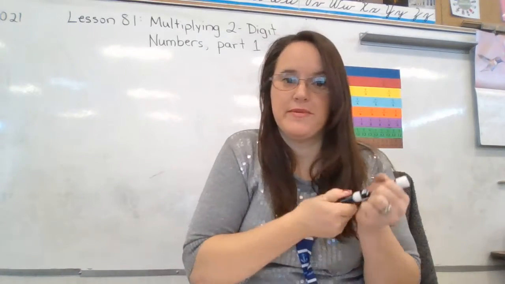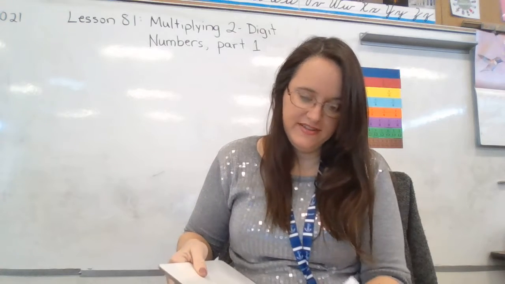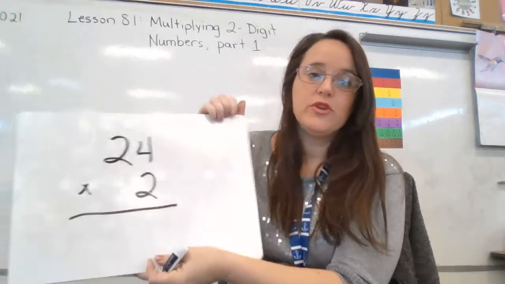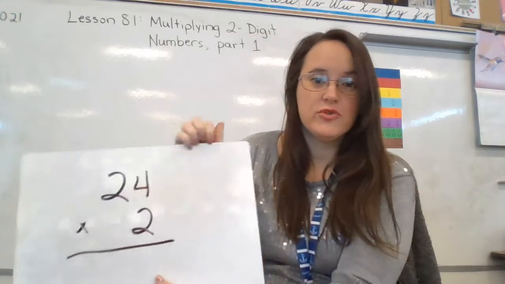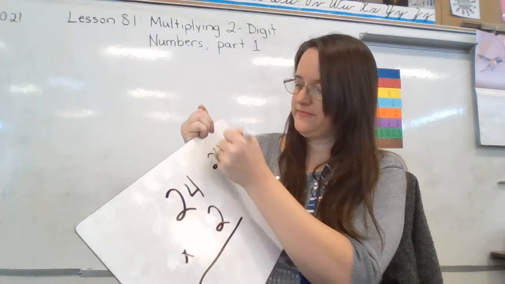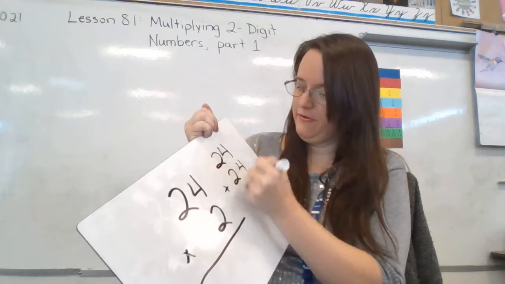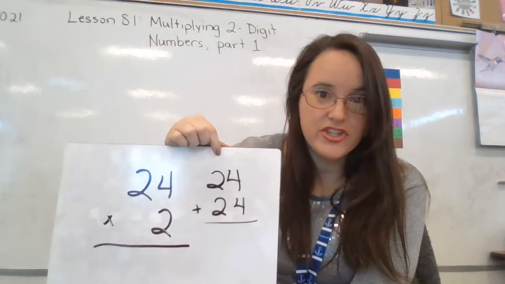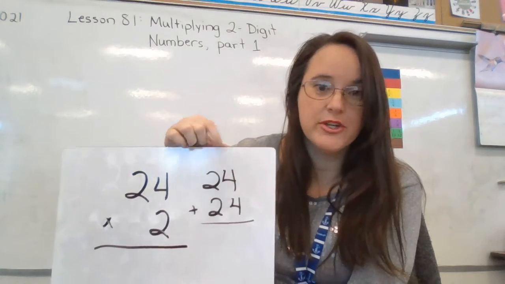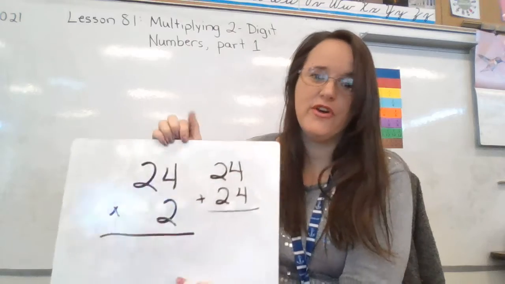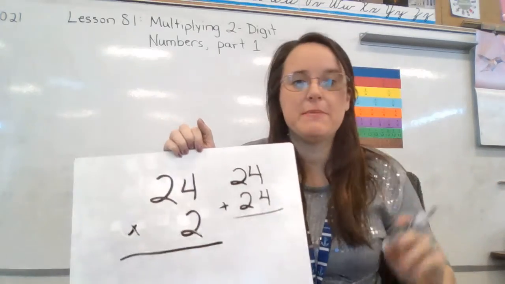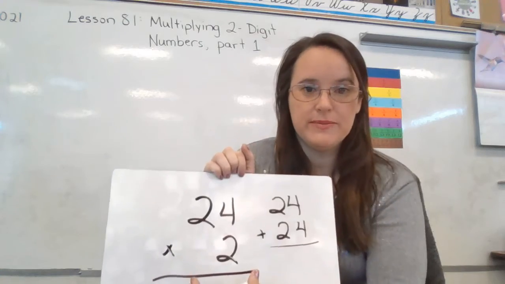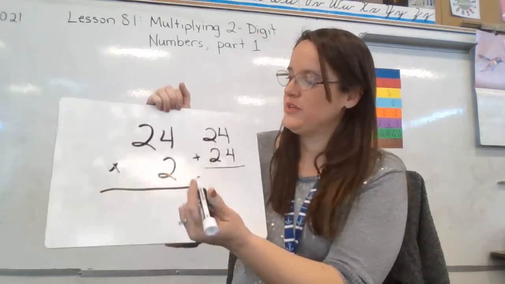with your notebook paper. So we have 24 and we're multiplying it times 2. So you already know that we could just do 24 plus 24. And if we're multiplying times 2, that's a perfectly valid strategy. You can just double your number, do it really quick in your head, and you're good to go. But if we're multiplying by something bigger than 2, then it's helpful to know the multiplication strategy. How do we do this?